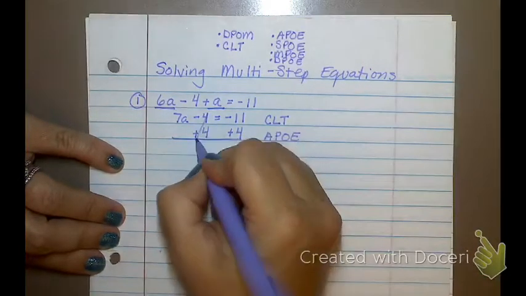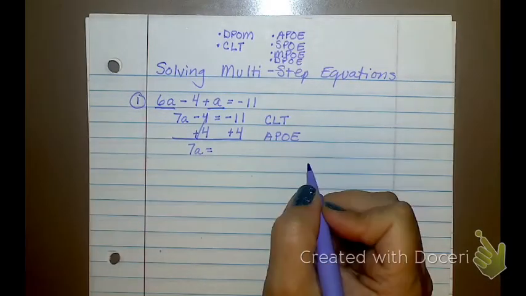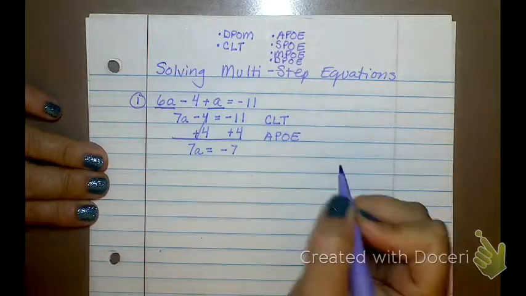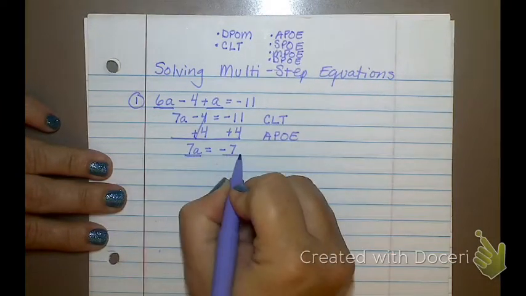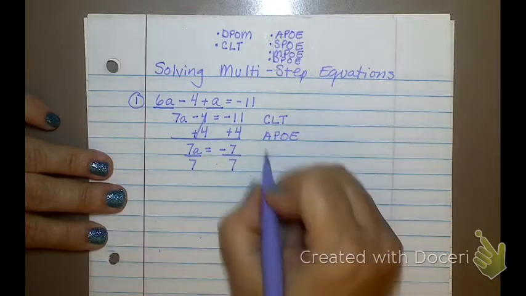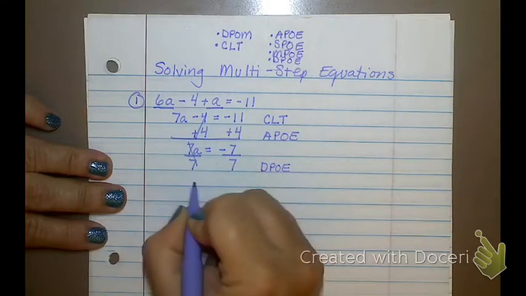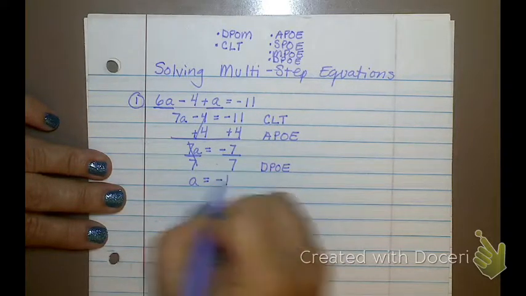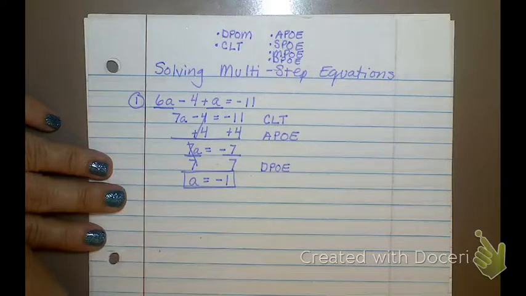Yeah? So what does that leave me with? 7A equals, what's negative 11 plus 4? Negative 7. All right, looks like I have one more step. What do I do? Divide by what? 7. That's using my division property of equality. So A is equal to, what's negative 7 divided by positive 7? There's my answer. So? Same stuff, just more steps.